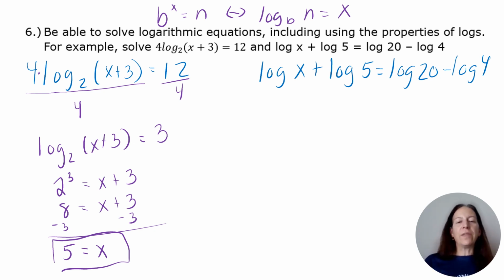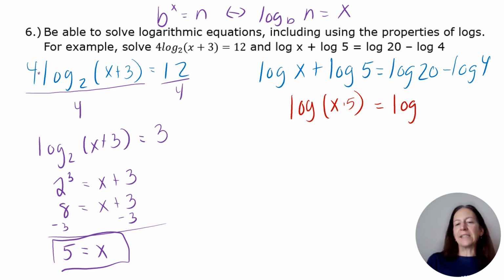All right, over there on the right, we have 4 logs. We have like a log bonanza. So now there's a lot of things you could do with this. What you cannot do is just cancel out the logs and say x plus 5 equals 20 minus 4. Like that isn't a thing. But we do know how to add logarithms, and we know that if we have 2 logarithms that are being added together, we could write that as a single logarithm and multiply the arguments, x times 5. And if we have 2 logs that are subtracted, we could write that as a single logarithm and divide the argument. So that would be log of 20 divided by 4.